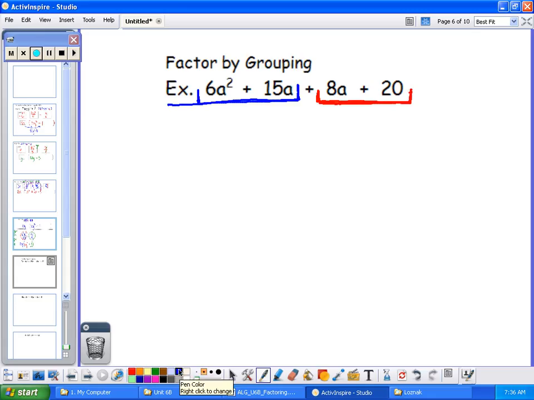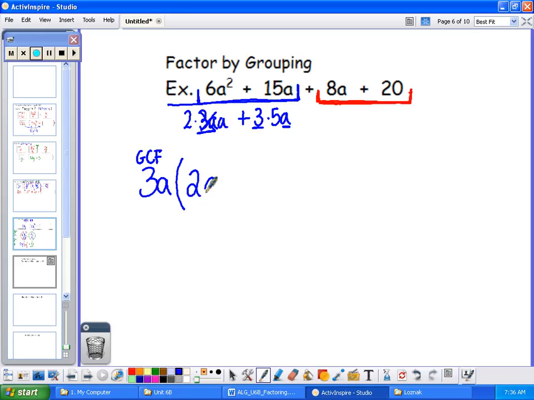So if I look at 6a squared and 15a, this gives me 2 times 3 and 2 a's plus 3 times 5 and 1 a. So what do these have in common? They have both a 3 and an a. So my greatest common factor is 3a. It's my GCF. And what do I have left over? Well, if I cancel out this 3a here, I have left over 2a. And if I cancel out the 3 and the a, I have left over a 5.